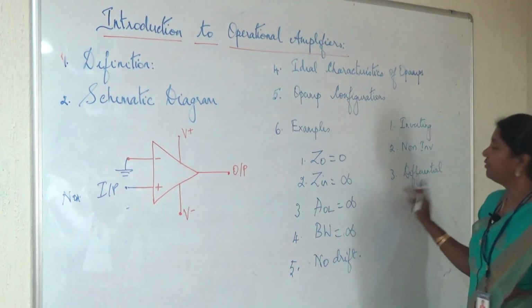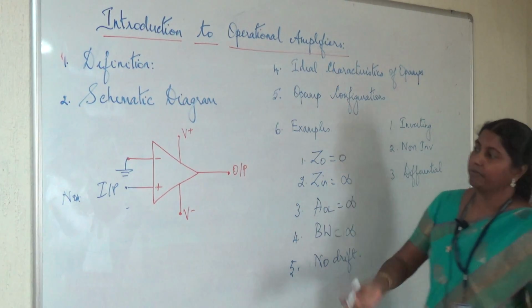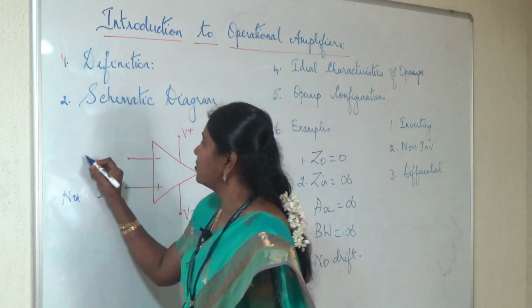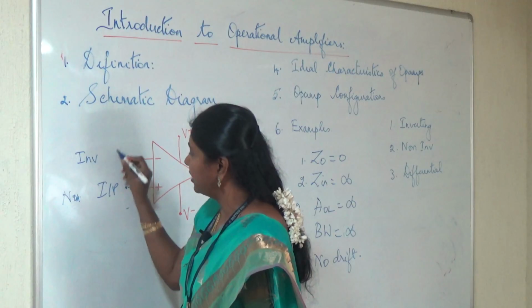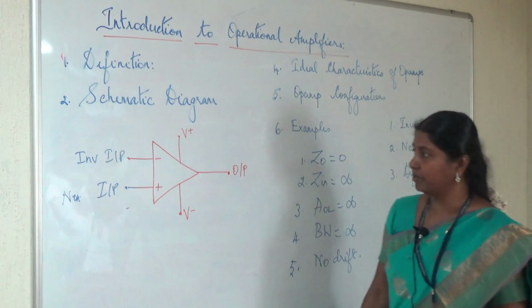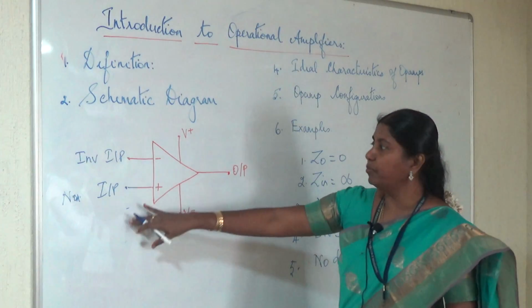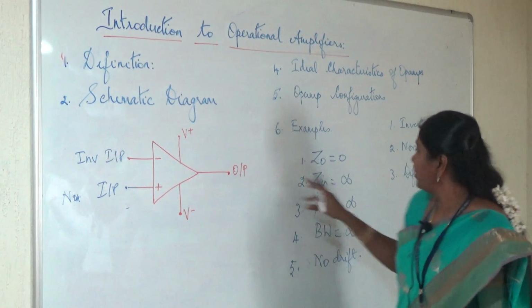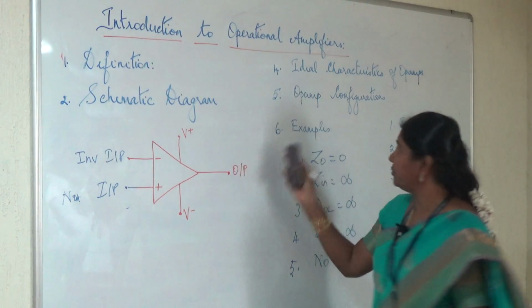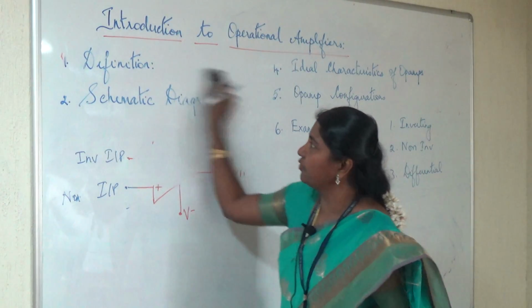The third is the differential configuration. So we go in for the third option where both the inputs are going to be used. So I am going to give the input both at the inverting input terminal as well as at the non-inverting input terminal. So none of the inputs are grounded. Here this will be called as the differential configuration. So I'll just give some examples for all these three types of configurations.